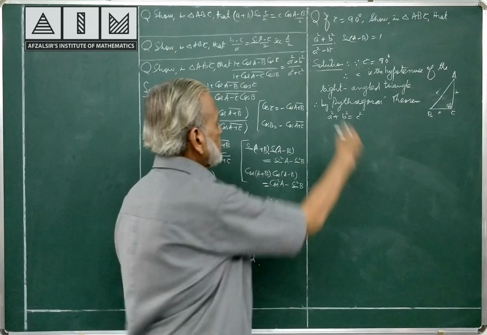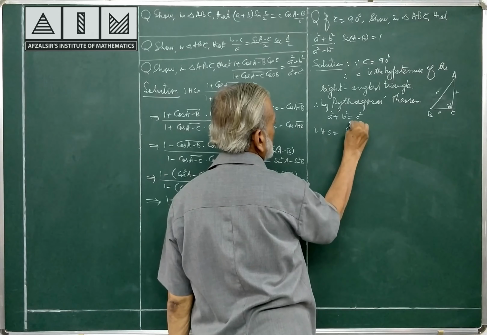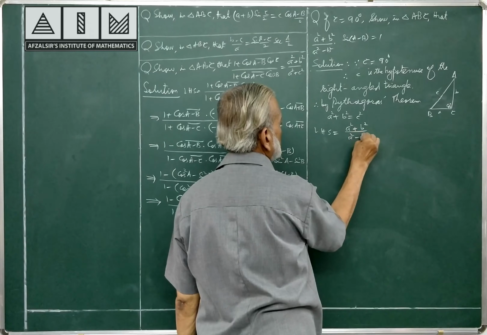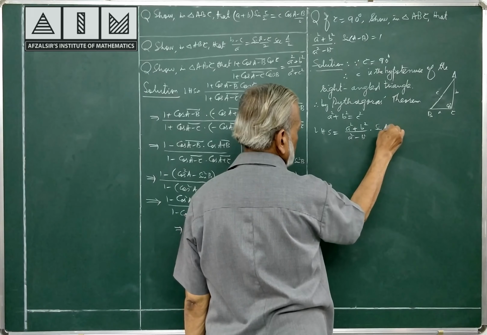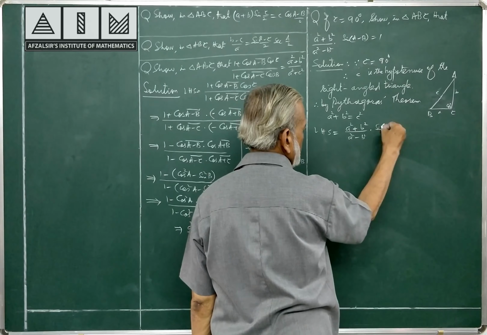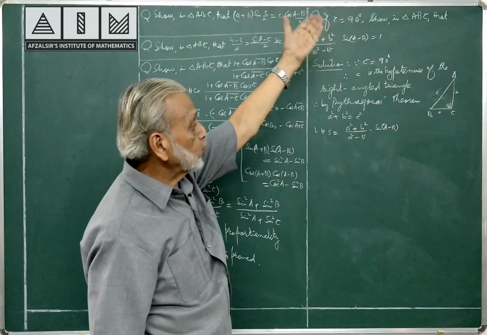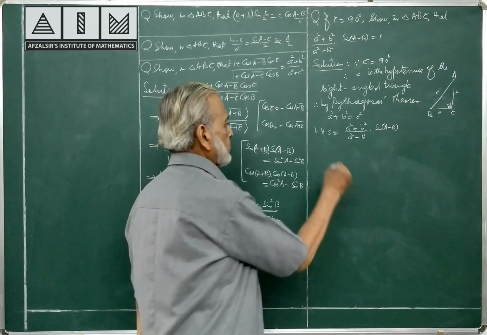Now your left hand side: (a square + b square)/(a square - b square) into sin(A - B). This is your left hand side, to be proved equal to 1, we will see. Now a square plus b square, I am writing c square.